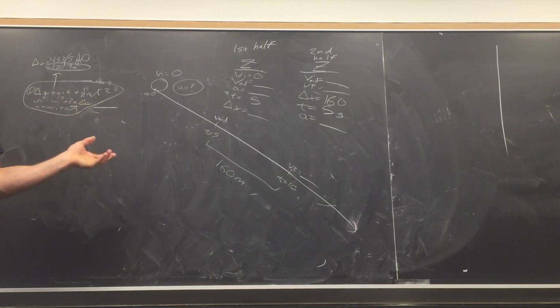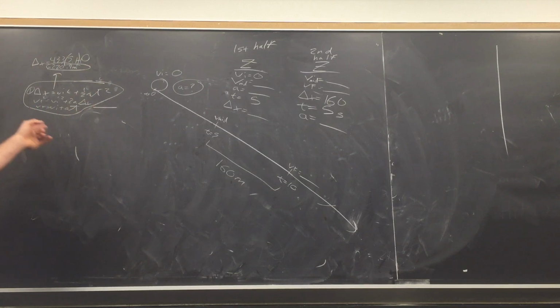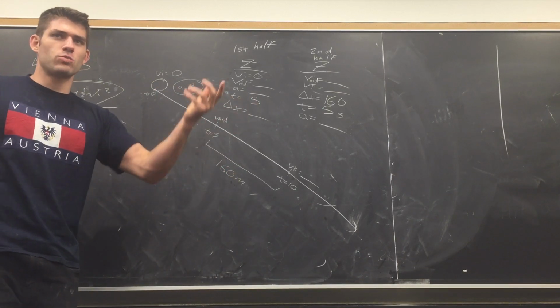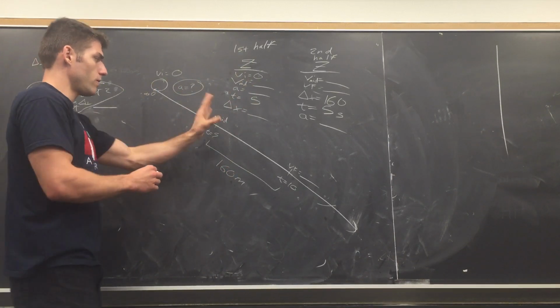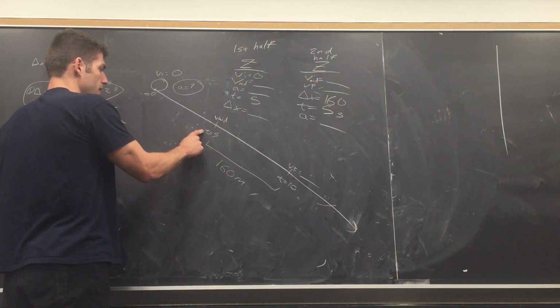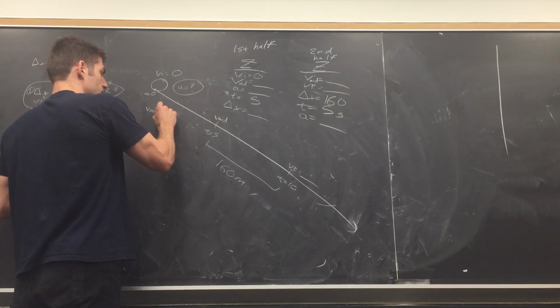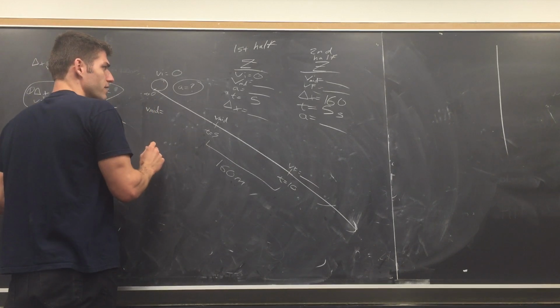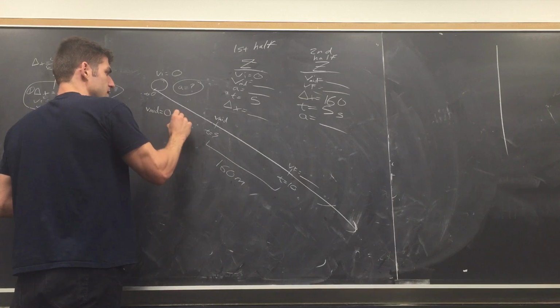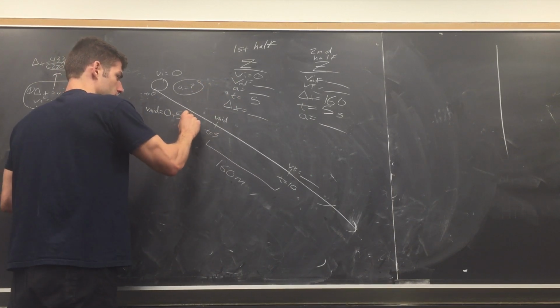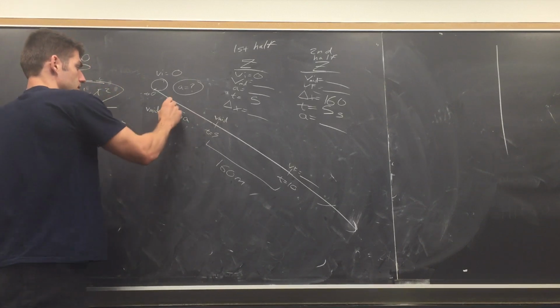I probably could have used another one, but this seems to be the easiest without bringing in extra stuff, right? I wouldn't want to use the first or the second because then I'm bringing in another variable. It would just make the math harder. So for this first half, I'm just going to say V mid, which is V final for the first half, is equal to 0 plus acceleration times time, so plus 5a. That's how I'm expressing this.